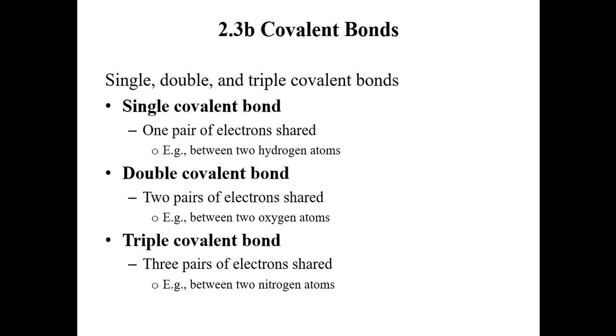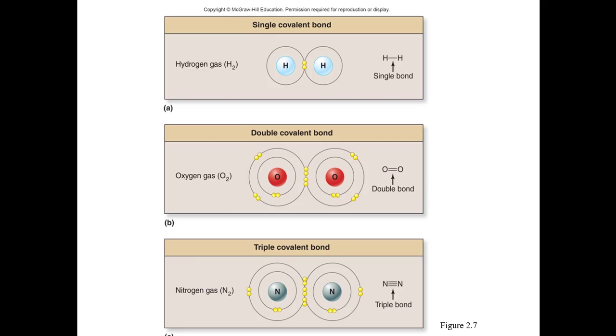Okay, we can have a single covalent bond shown by one stick. I'll show you what that means in a picture in a moment. So single covalent will be one stick, double covalent will be two sticks, and a triple covalent will be three sticks. Let's look at a picture of that.